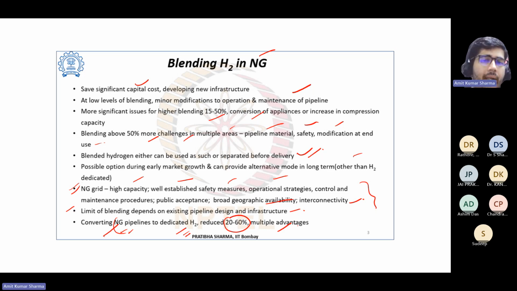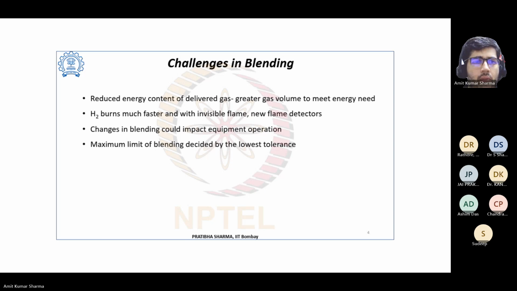So the challenges in blending. We have reduced energy content of delivered gas, greater gas volume to meet energy need, H2 burns. Okay, maximum limit of blending with lowest tolerance.